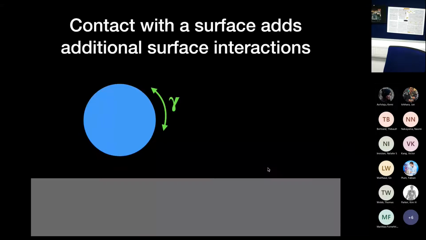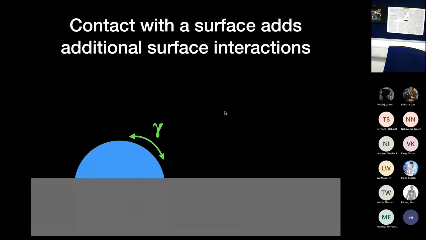Then really interesting things start happening when you allow a liquid to interact with surfaces. Anytime you have a surface, there are now additional surface interactions, each of which has a surface energy. So if I imagine my liquid droplet approaching a surface and now wetting onto it, there's not just the surface energy of the liquid itself, but also the surface energy of the dry surface and the surface energy of the wet surface.